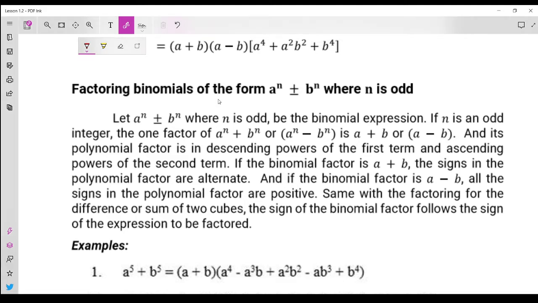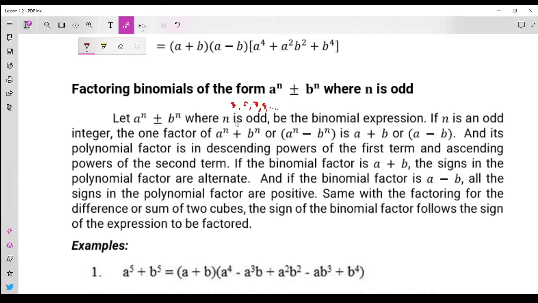So now we are in factoring binomials of the form a raised to n plus or minus b raised to n, where n is odd. It depends, it's either plus or minus, where n is odd. So when you say odd, for example, our n is 3, 5, 7, 9, and so on. If n is an odd integer, one factor of a raised to n plus or minus b raised to n is either a plus b or a minus b respectively.